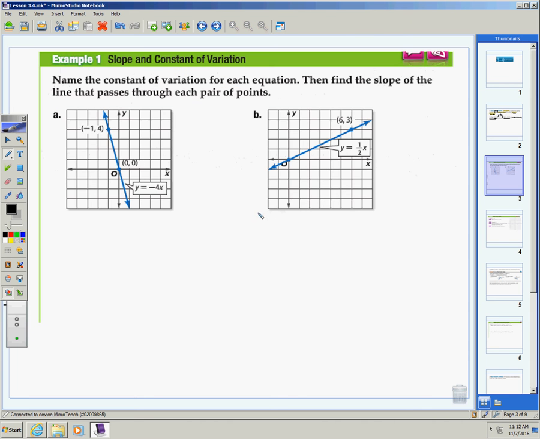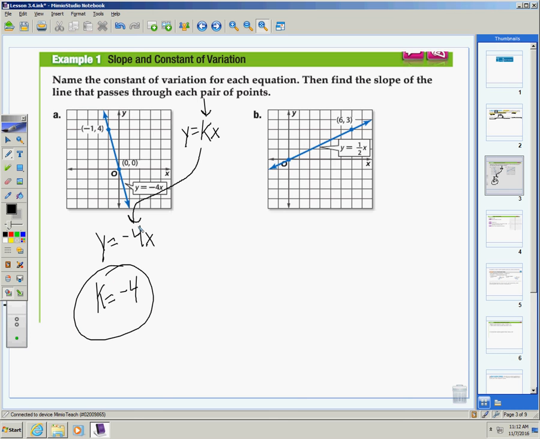And then to name the constant of variation for an equation, all we have to do is find the slope. Because I know it's in the form y equals kx, so I just need to find out what k is to identify my slope. Since this is y equals negative 4x, that k is just the number in front of x, so my constant of variation, or my constant of proportionality, is just negative 4. It's the slope of the line.